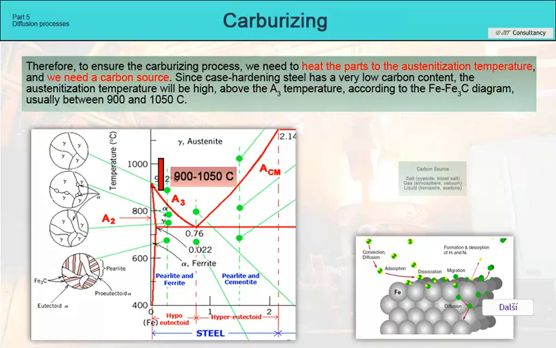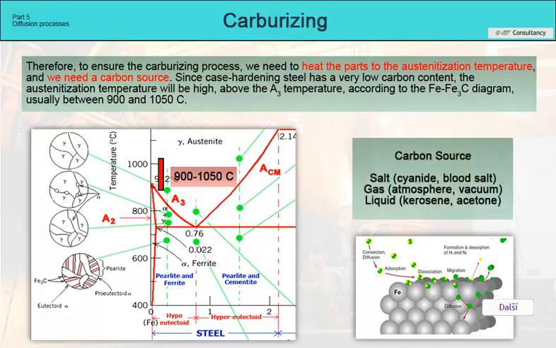The carbon source can be a carburizing salt, gas, or liquid. However, since carburizing salts are based on cyanides, this technology is on the decline due to environmental problems. The same applies to the liquid, when dripping kerosene or acetone into the carburizing furnace was usually used. And we can almost forget about this technology today.